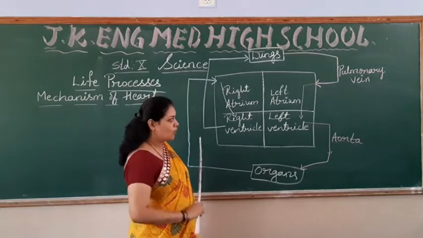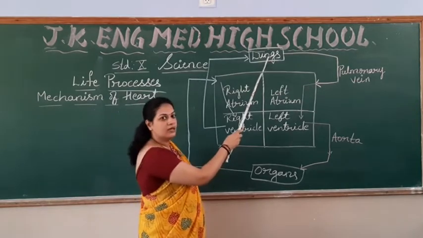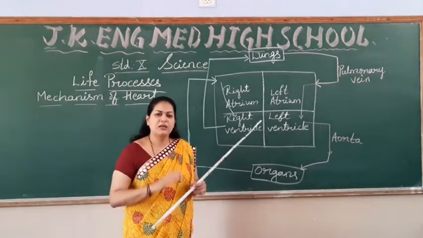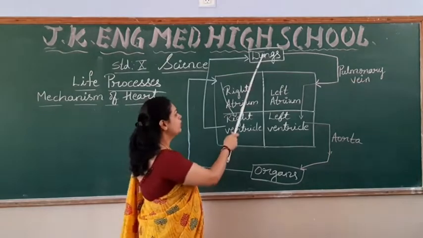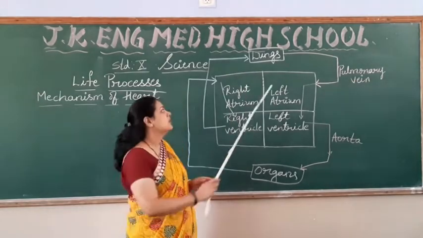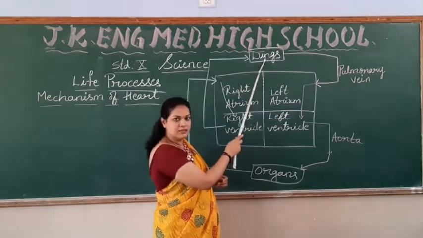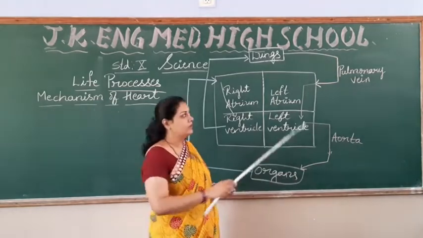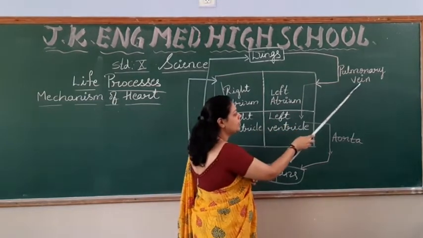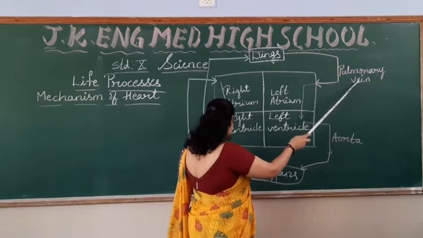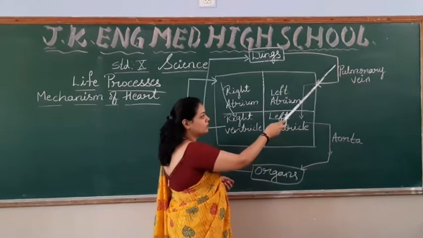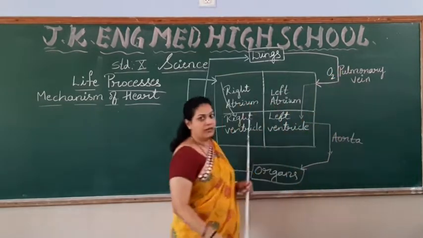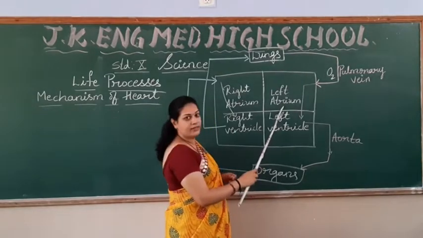Right? So now what happens? Actually, the lungs are not above the heart, students. The heart lies in between the lungs. But just to help you understand, we are drawing a schematic diagram. So these are the lungs. The lungs give oxygen, meaning oxygenated blood is brought by the pulmonary veins. So this oxygenated blood is entering the left atrium.